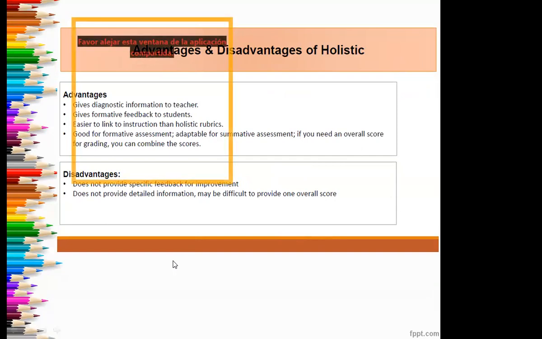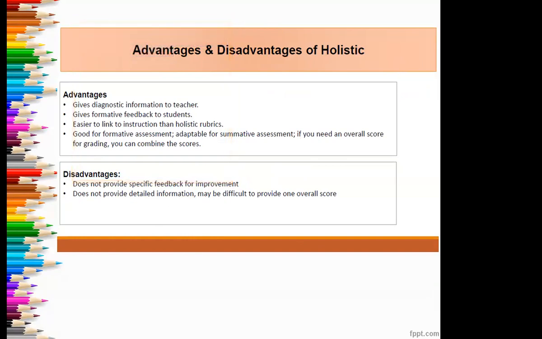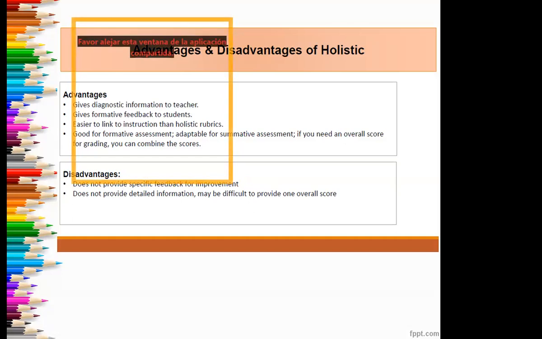Advantages and disadvantages of holistic rubrics. Advantages: gives diagnostic information to the teacher, gives formative feedback to students, easier to link to instruction. Good for formative assessment, adaptable for summative assessment. If you need an overall score for grading, you can combine the scores. Disadvantages: does not provide specific feedback for improvement, does not provide detailed information, may be difficult to provide an overall score.